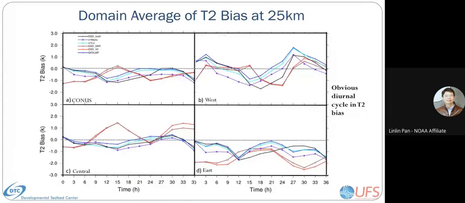So we do the domain average for the CONUS domain, then the western US, central US, and the eastern US. This is 25 kilometer resolution. For most of the results there is negative bias, while for the western US you have some positive, with a larger diurnal cycle. For the central US, the performance of the GSD suite is very different from the other suites, mainly due to the RUC land surface model. Then for the eastern US, mainly negative temperature bias.